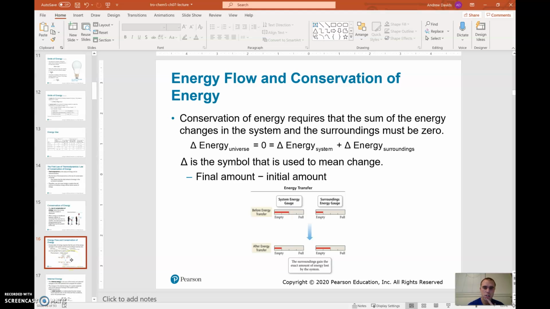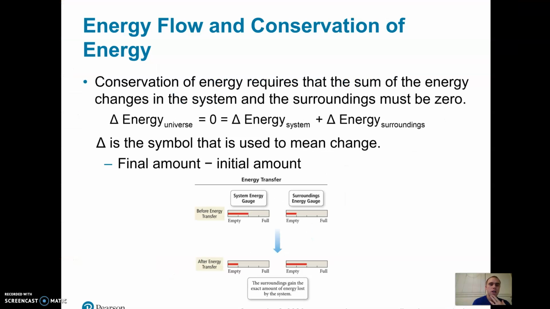So yeah, let's look at this here just quickly. Delta, just like in math or any other science class, delta means change. Okay, so the change in the energy of the universe is always going to be zero, because we know that we cannot create nor destroy energy, right? And so it's just transferred within the system, if the system is the universe, and so delta E is always going to be zero.